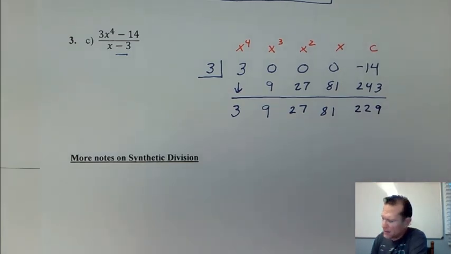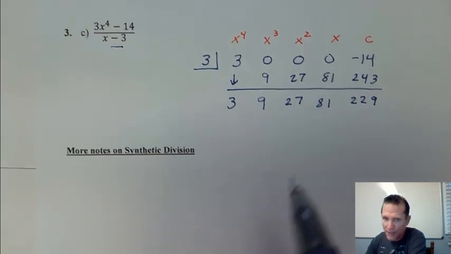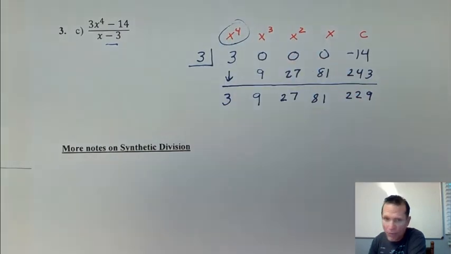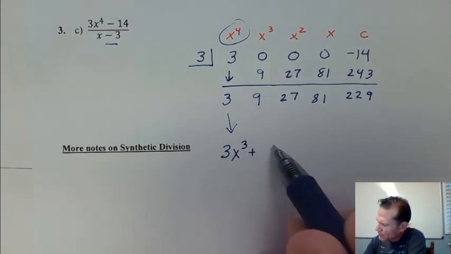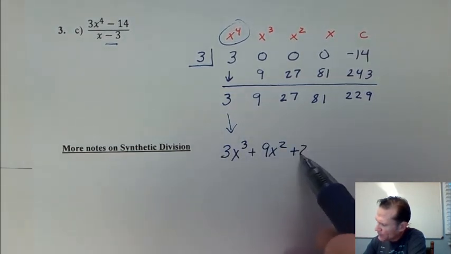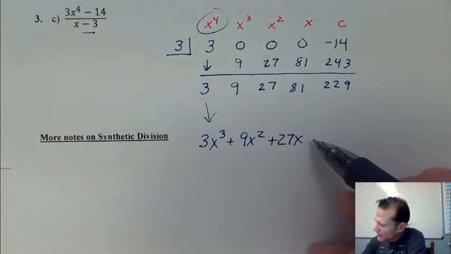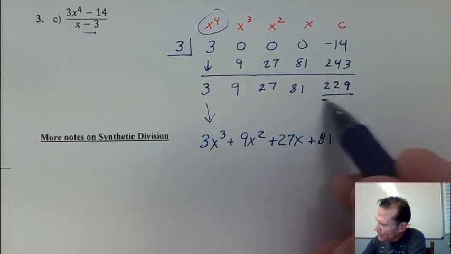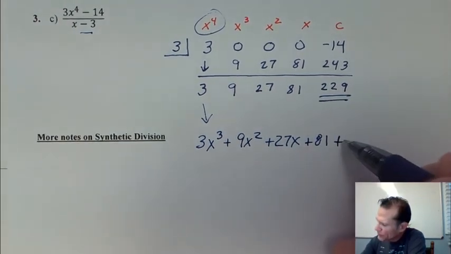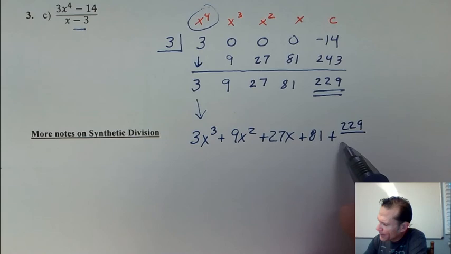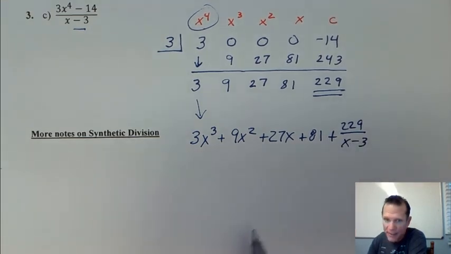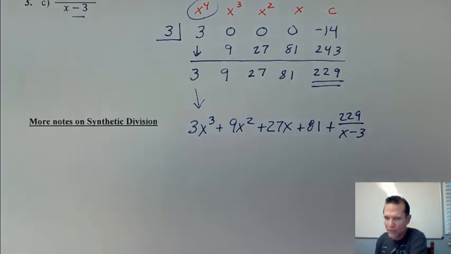Hopefully my calculation was right there. So there's my result. I just have to write out my answer here, and remember, this was x to the fourth, so we knock this down a degree. 3x to the third plus 9x squared plus 27x plus 81, and then this was my remainder, so I have plus 229 over what we divided by, x minus 3. Big messy answer. Remember, you're just kind of learning this algorithm, and hopefully it works out for you.